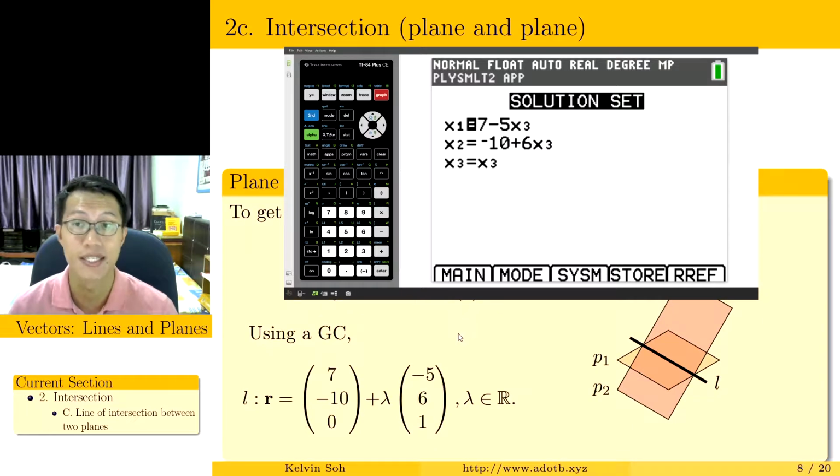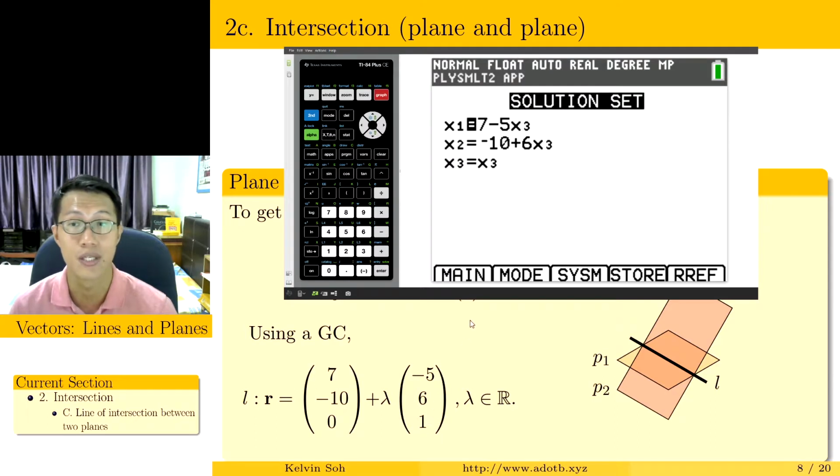Notice the first equation is 7 minus 5 x3 on our calculator. That can be translated on the first row as 7 minus 5 lambda. Our second answer in our GC, x2 equals minus 10 plus 6 x3, can be translated as negative 10 plus lambda times 6. And finally, x3 equals x3 can be translated as our last row, 0 plus lambda times 1. So this is how we interpret our answer from our graphing calculator. We split up the numbers without x3, that's our point, (7, minus 10, 0). And when we see x3 in our calculator, the coefficients of it give us our direction vector. So the coefficients of x3 are minus 5, 6, and 1. That's our direction vector, (minus 5, 6, 1).